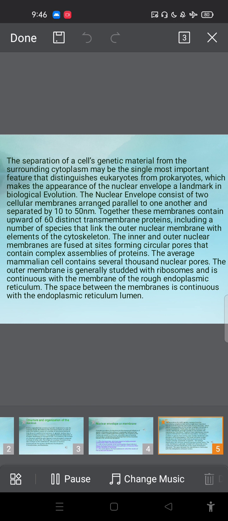The inner and outer nuclear membranes are fused at sites forming circular pores that contain complex assemblies of proteins. The average mammalian cell contains several thousand nuclear pores. The outer membrane is generally studded with ribosomes and is continuous with the membrane of the rough endoplasmic reticulum. The space between the membranes is continuous with the endoplasmic reticulum lumen.